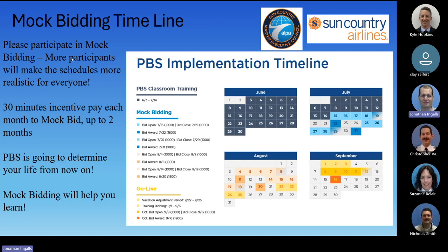Also, me as the admin who has to run the system, I don't know what pilot behavior is like right now with bids. So the more mock bids we get, the better I learn about where we should be setting thresholds to get you guys a schedule sooner. You get paid 30 minutes of pay for every time you do a mock bid. So if you do all 4 of the mock bids, you get 2 hours of pay. PBS is going to determine your schedule for the rest of your time here, so it behooves y'all to learn it.